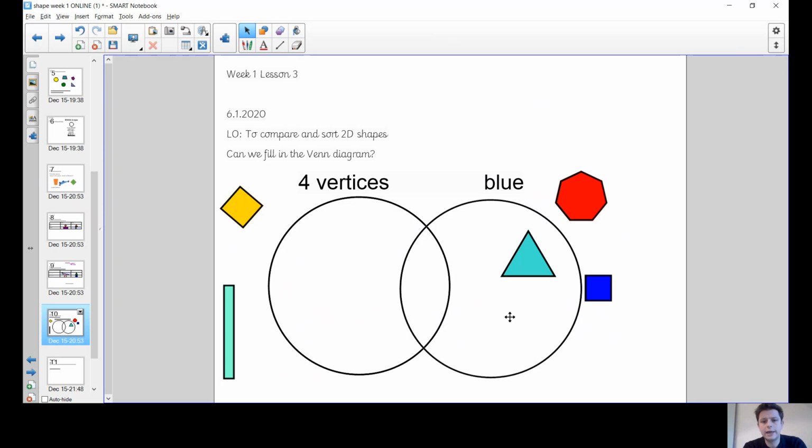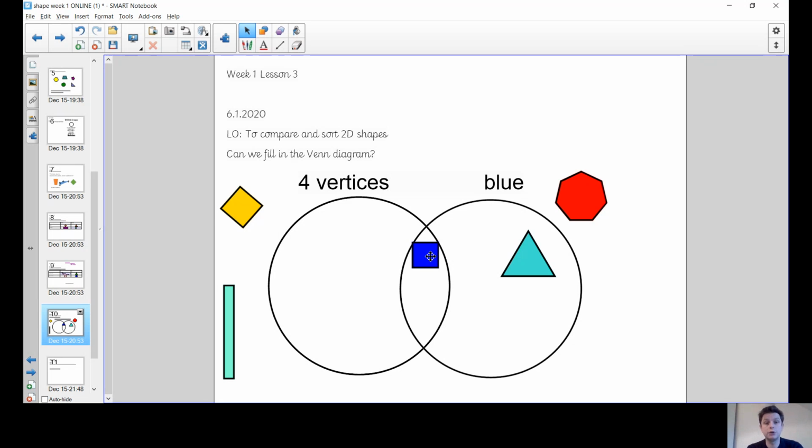Now this square here is blue, so you might think it would go with the triangle, but it's also got 4 vertices, 4 corners. So actually this square goes here in the middle of the circles where they overlap, because it's blue and it has 4 vertices.